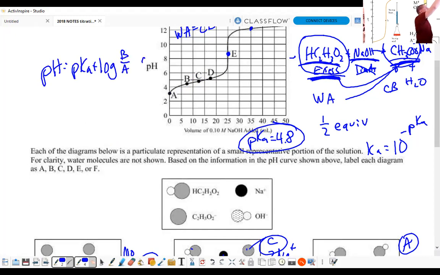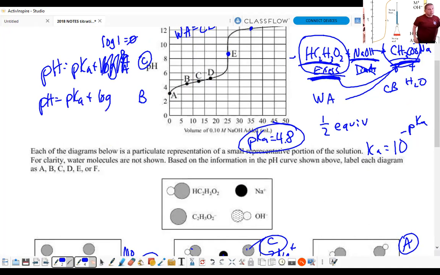So at point C, this is equal, the log of 1 is 0, and so the pH is equal to the pKa. At point B, now they make you do these for the multiple choice. So we do have to be able to do these without a calculator, which is a log. So how are we going to figure that out? Here's what we need to know.